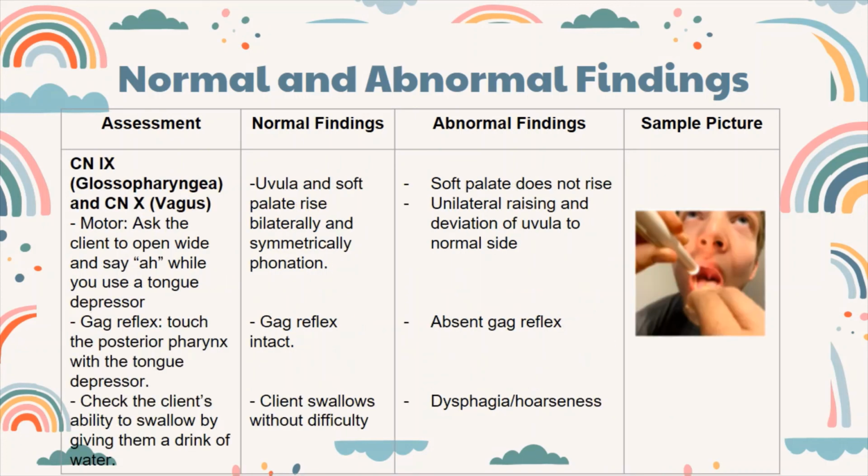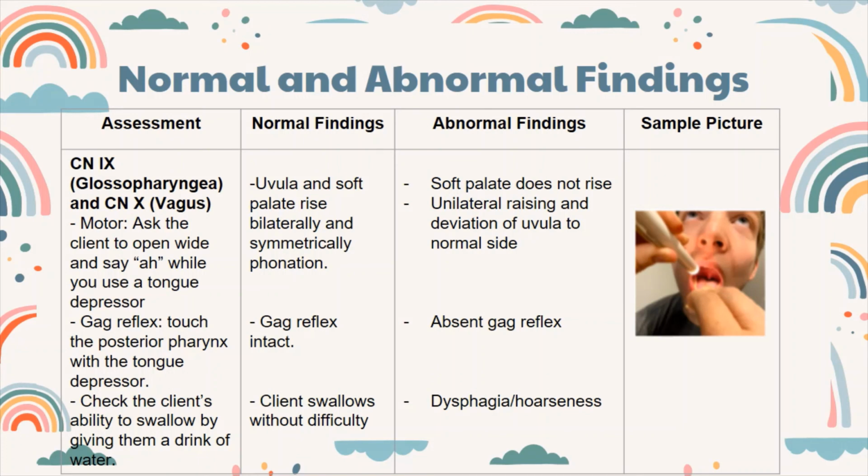The next assessment is the assessment of cranial nerve number 9, the glossopharyngeal, and cranial nerve number 10, the vagus. So first is for motor. Ask the client to open wide and say ah while you use the tongue depressor on the client's tongue. So for the normal findings, uvula and soft palate rise bilaterally and symmetrically with phonation. While for the abnormal findings, soft palate does not rise, or unilateral rising with deviation of uvula to the normal side.